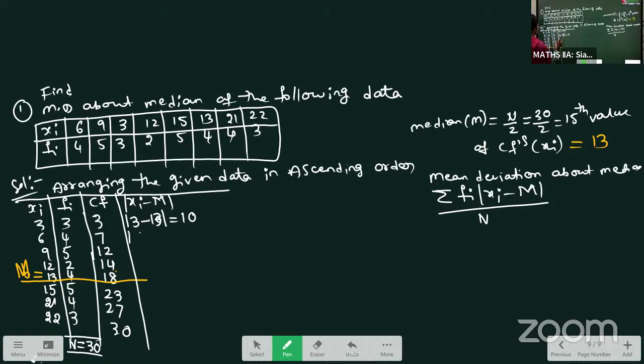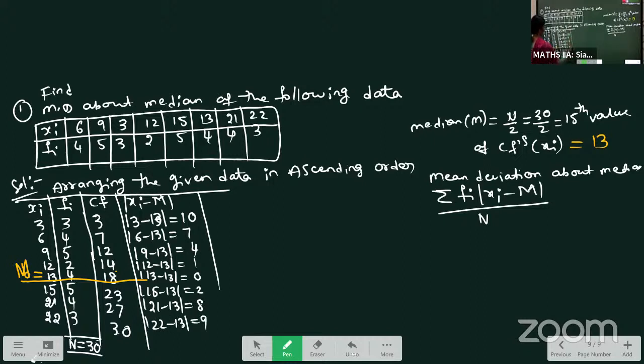Next, modulus of 6 minus 13. It is 7. Modulus of 9 minus 13. It is 4. Modulus of 12 minus 13. It is 1. Modulus of 13 minus 13 is 0. Modulus of 15 minus 13 is 2. Modulus of 21 minus 13, 8. Modulus of 22 minus 13, it is 9. So this is xi minus M.